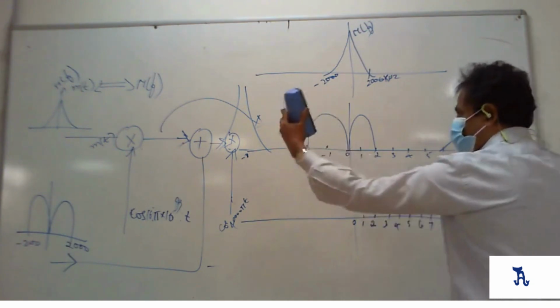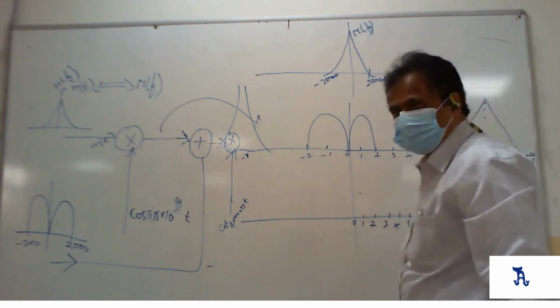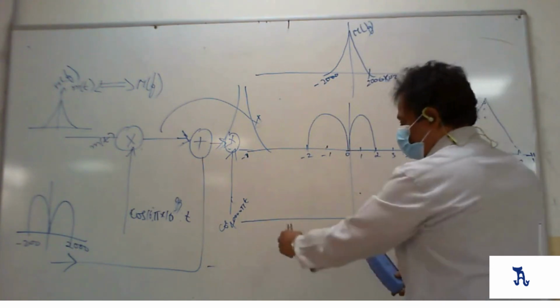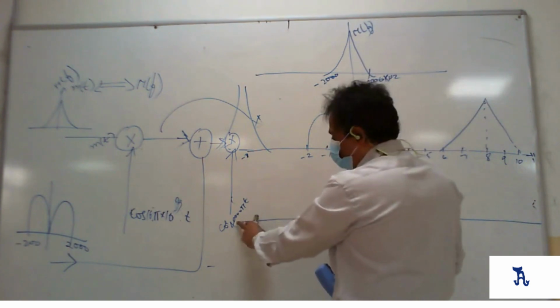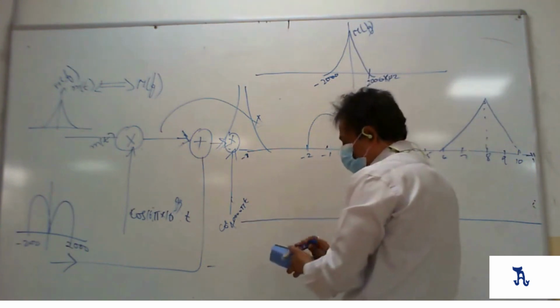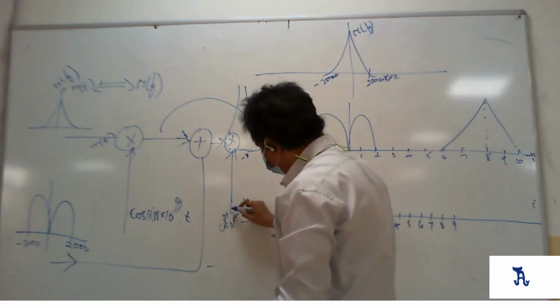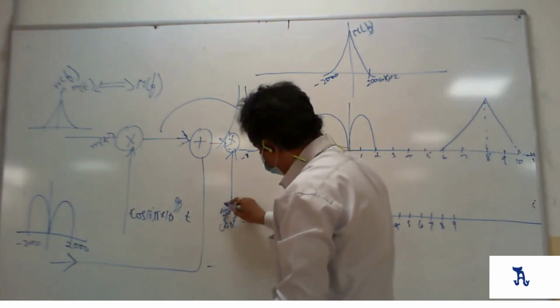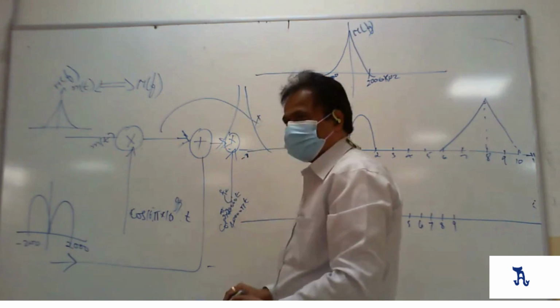Yes, this entire thing will be shifted to 20 kilohertz. What is the frequency here? This is 2 pi fc t. When you write 2 pi fc t, this will be equal to 2 pi into 20,000 into t. This is your fc, the carrier frequency.